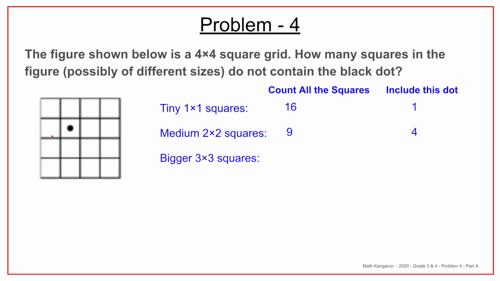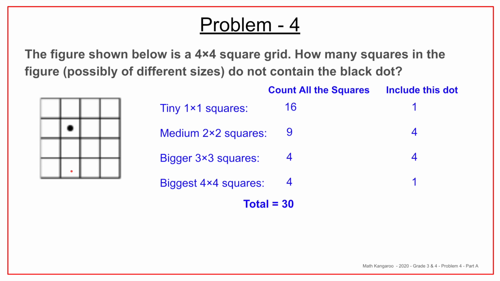Next comes the bigger 3x3 square. So how many squares do we have? We have 4. 1, then 2, 3, and 4. And how many would contain this dot? That is 4. All of them will contain it. Let's move on to the next, the biggest one, a 4x4. That is just 1 we have, and it includes the dot. So we have one 4x4 square, and it includes 1 dot.